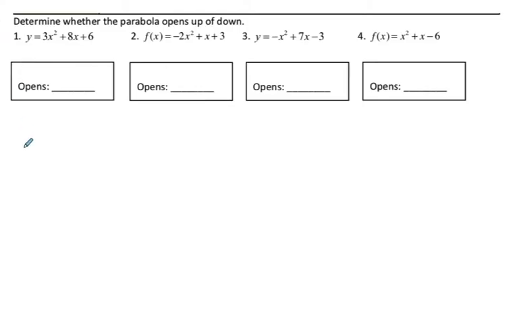So let's determine whether the parabola opens up or down. Again, I'm going to box in my A values here, and it has to be in front of x squared. Even though there's not one there, I'm going to draw in my 1, just like a negative is a negative 1. And once I've identified my A, if A equals 3 here, that's positive, so it's going to open up. A here equals negative 2, negative, going to open down.